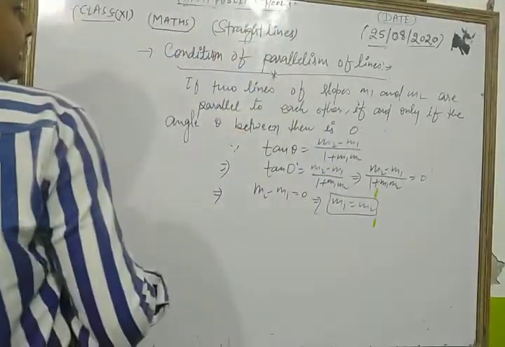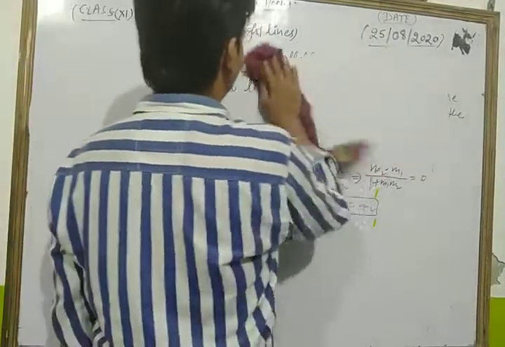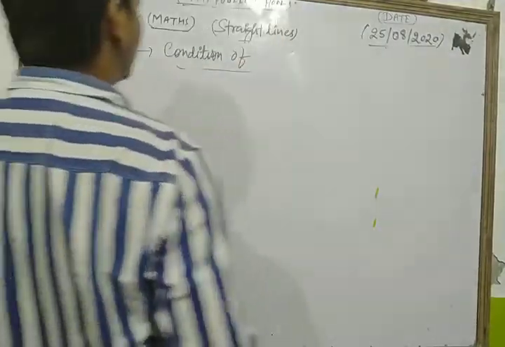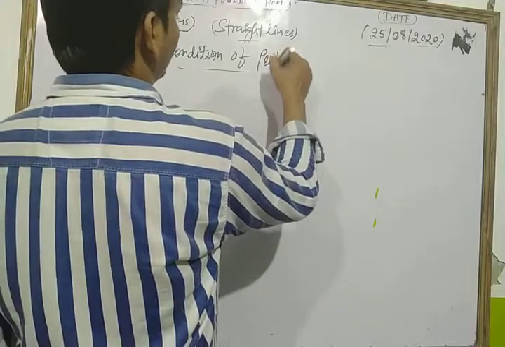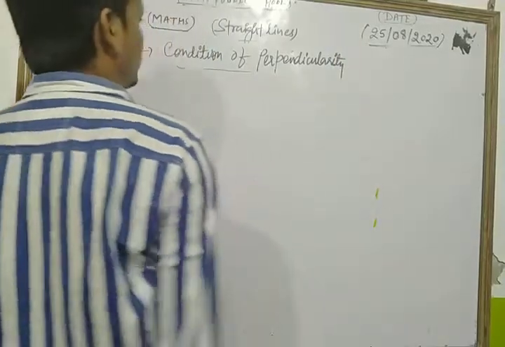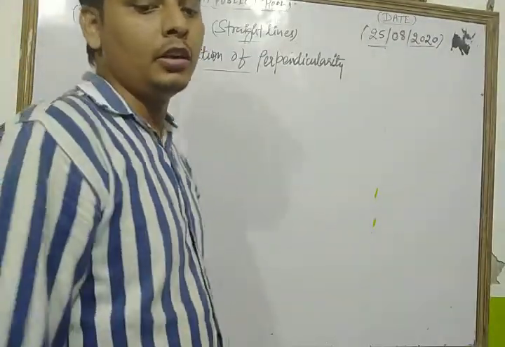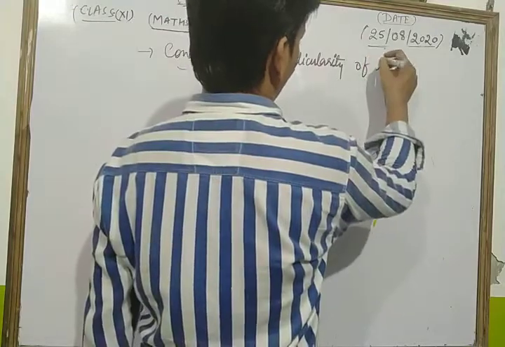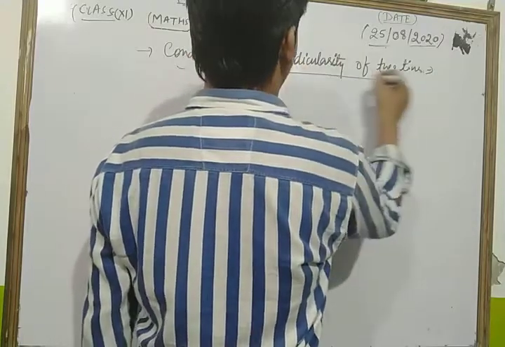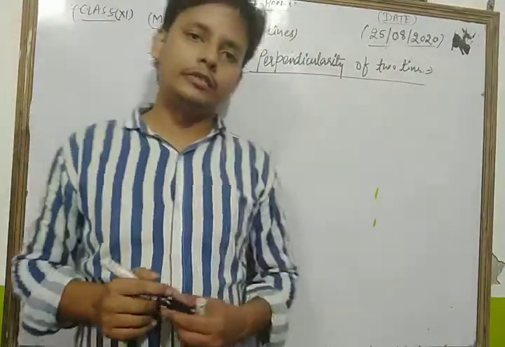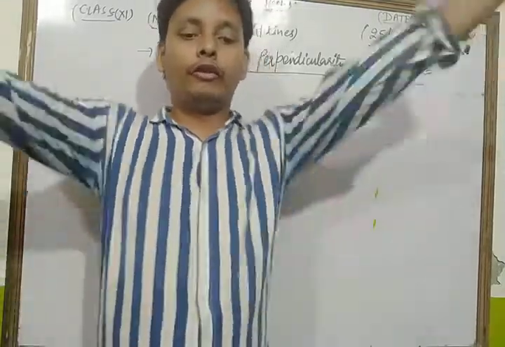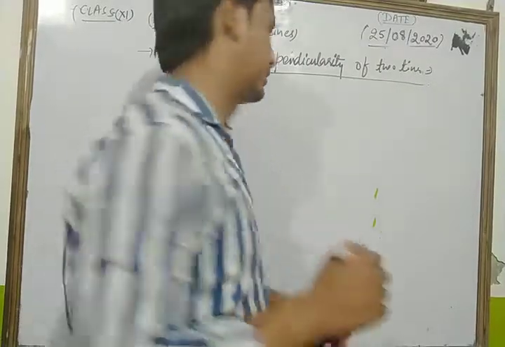Now we discuss the condition of perpendicularity of two lines. Dear students, you know that very well. Two lines are said to be perpendicular to each other when the angle theta between them is 90 degrees.